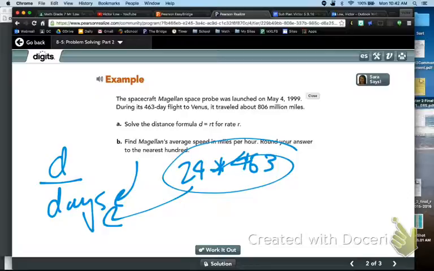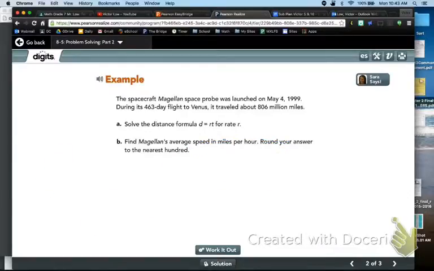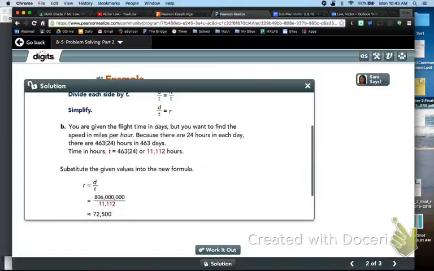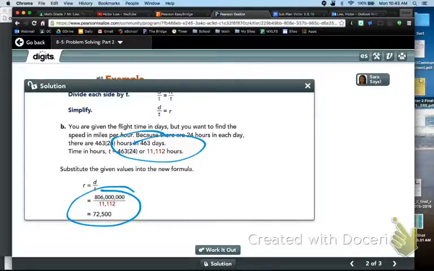So let's go back to the solution that they have right there. That's how we get the 11,112 hours, because we multiplied how many hours per day. So then that's how we get that answer right there. So hopefully that makes sense. If not, again, ask questions tomorrow. And then the key thing is you have to try it in order to really understand it.